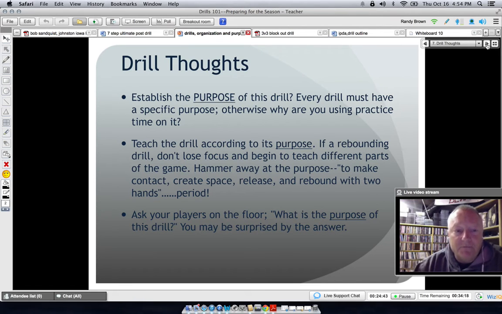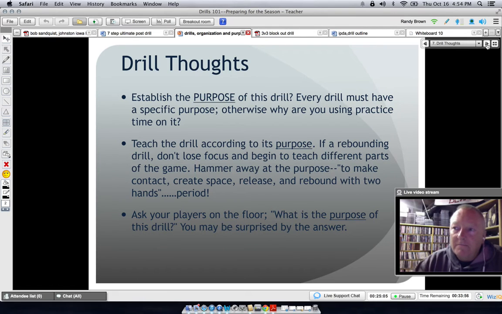And then the third item there, ask your players on the floor. I always say the best way to create IQ and buy-in is to have your players regurgitate the information back to you. Stay away from yes and no questions. Every kid's going to say, yes, I understand.